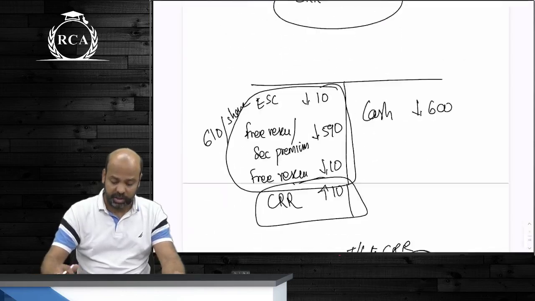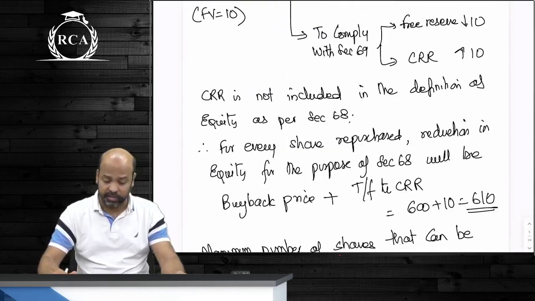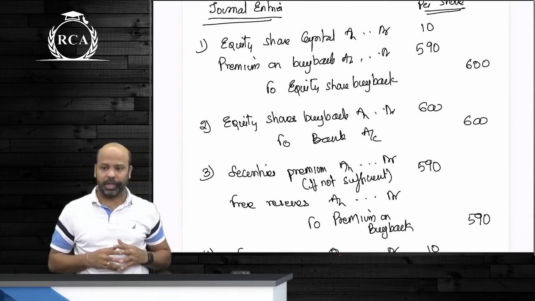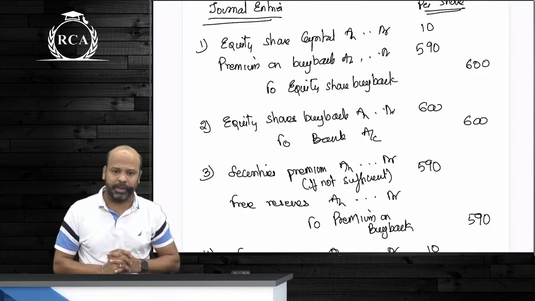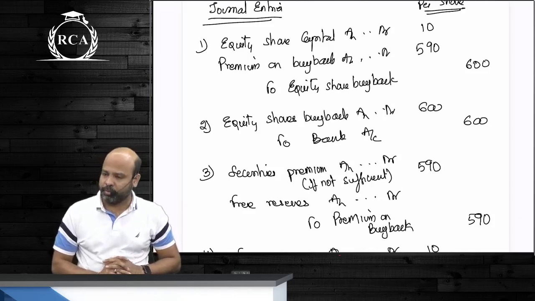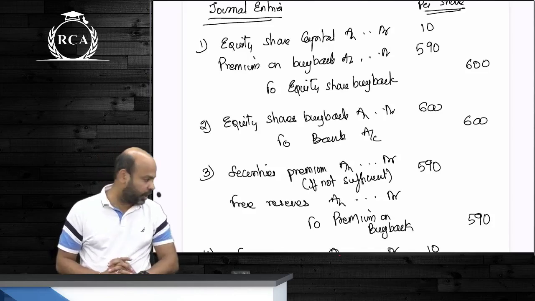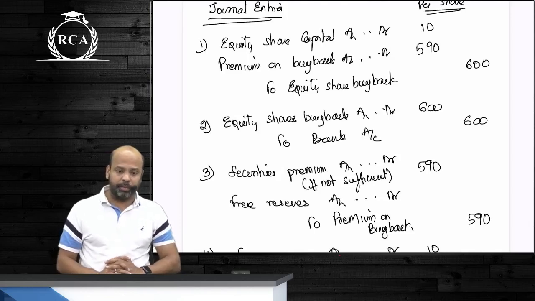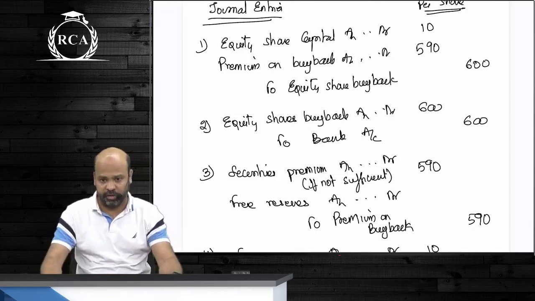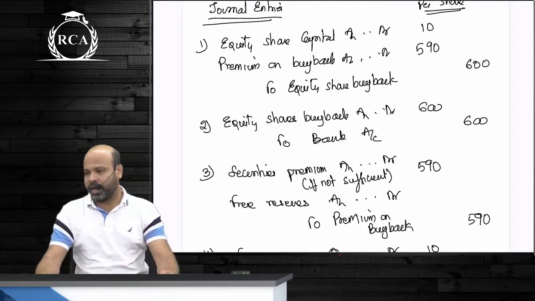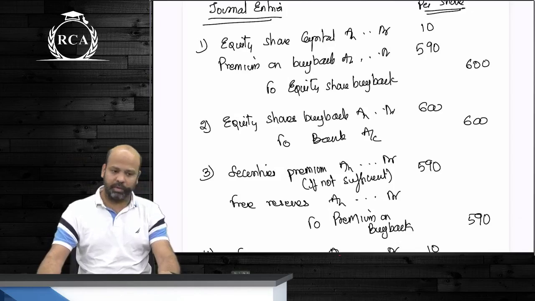After this, beta, journal entries. Under journal entries, beta, I said the very first entry, guys, will be equity share capital account debit. This is for face value. Premium on buyback account debit to equity shares buyback account. You pay them off for the entry for which, beta, will be equity shares buyback account debit to bank account. After that, beta, this premium on buyback will be adjusted against securities premium. If securities premium is not sufficient, then you will use free reserves. So the entry for that, beta, will be securities premium account debit, free reserves account debit to premium on buyback.